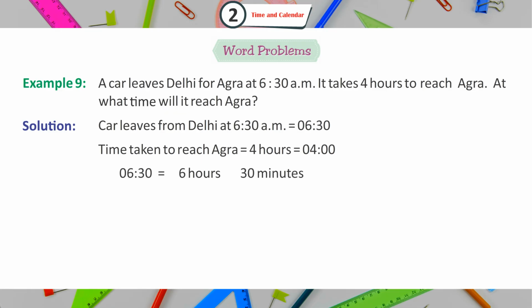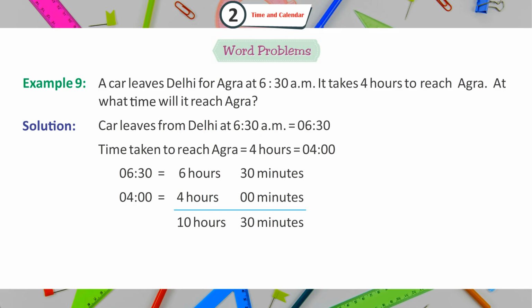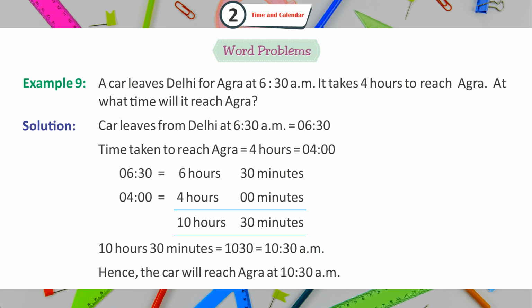0630 is equal to 6 hours 30 minutes. 0400 is equal to 4 hours 00 minutes. The sum is equal to 10 hours 30 minutes, which is 1030, that is 10:30 am. Hence, the car will reach Agra at 10:30 am.